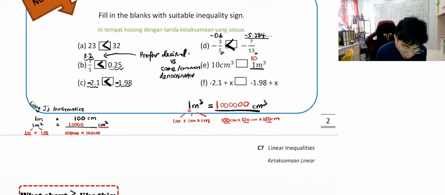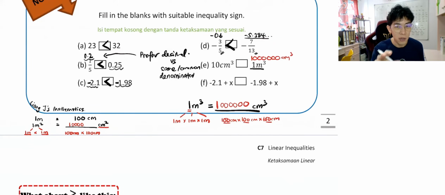Smart. So that's why just now I said, even if you get the wrong answer, you still can decide the symbol. But I want you to understand in depth. I don't want you to understand a bit only. Understand? Can. Next part F.